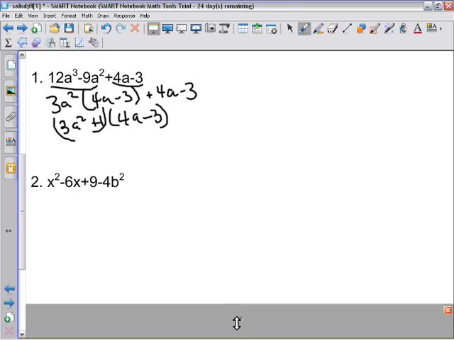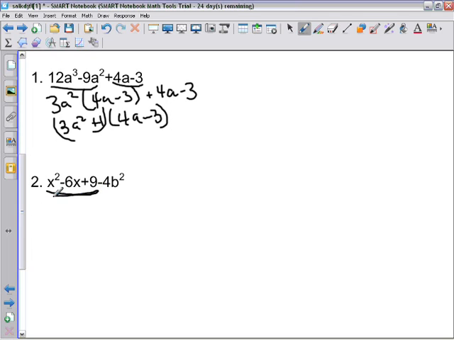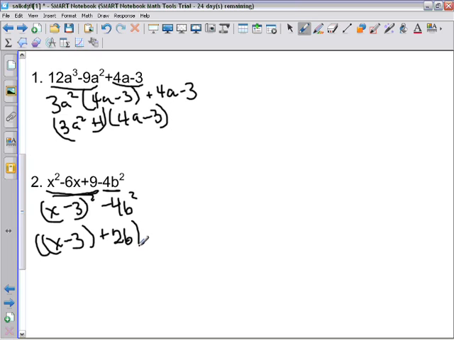Let's look at the second problem. X squared minus 6x plus 9 minus 4b squared. The first three terms is a perfect square trinomial, so it becomes x minus 3 squared minus 4b squared. You then take the difference of two squares, which is x minus 3 plus 2b times the quantity of x minus 3 minus 2b.